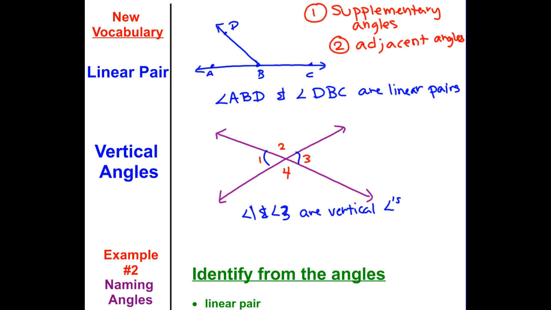They are across from each other. And that little symbol over there, that means angles. I'm just being lazy. And angle 2 and angle 4 are also vertical angles. So when I have two lines that cross each other, they make four angles, at least four angles. And the two angles that are across from each other are vertical angles.